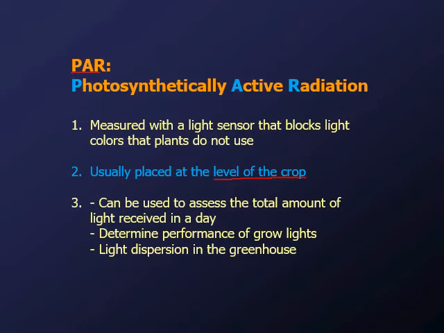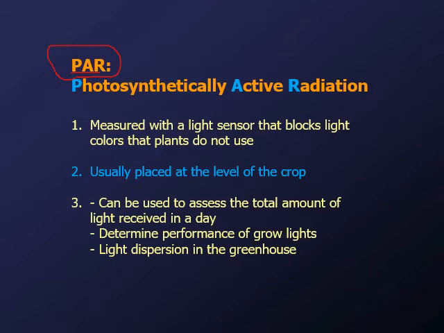We can use that information to assess how much light the plants have received in a day. That's really important. Or we can use it if we're making decisions about the quality of grow lights, their spectrum, and how much useful light they produce. In this day and age of LED lights, PAR meters have become really important because there are a lot of LED lights on the market that don't necessarily produce really good yields in PAR spectrums. So that's something that is really important.